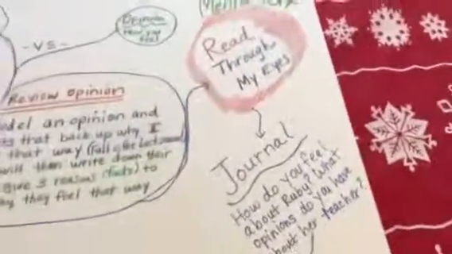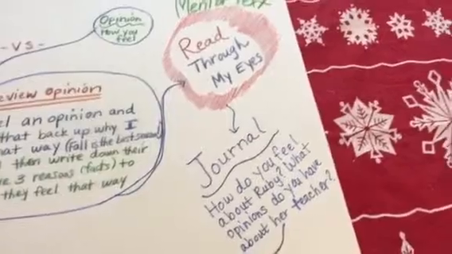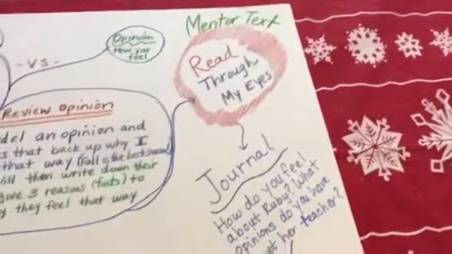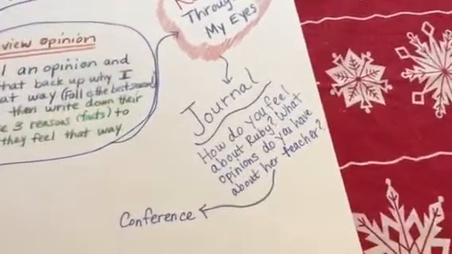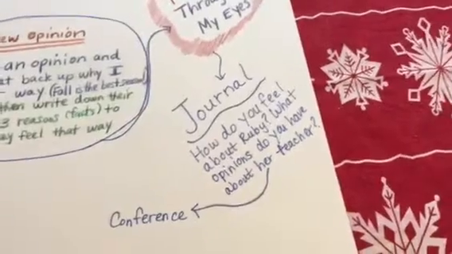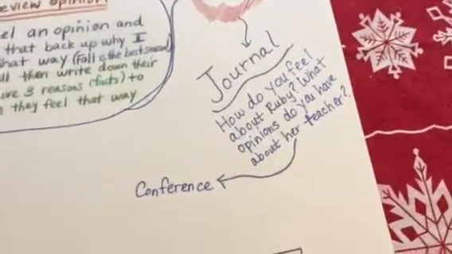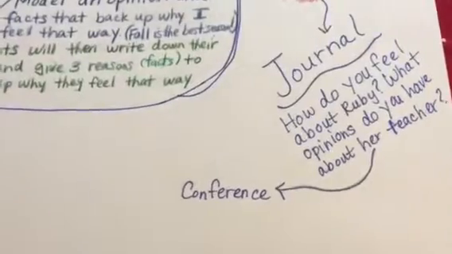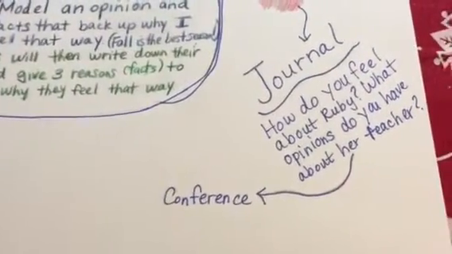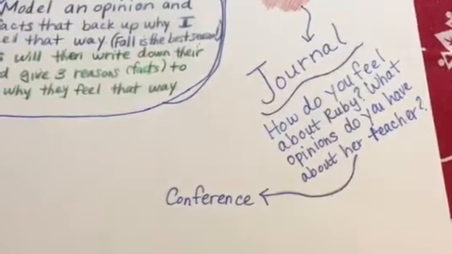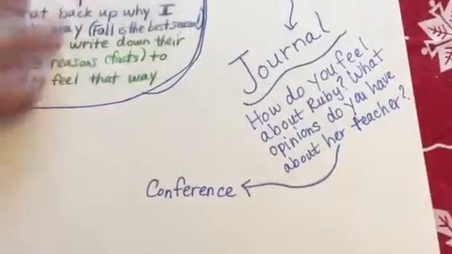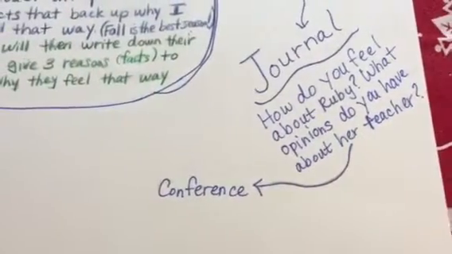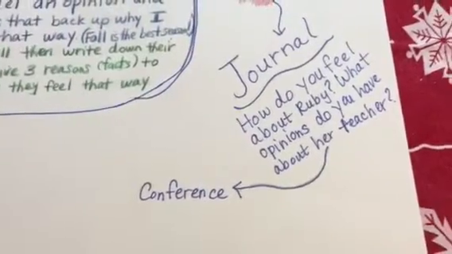Afterwards, I would read Through My Eyes, which is my mentor text. My students have read this before, and so this is good to review it with them. Once I'm finished, I'm going to do a journal question, which is, how do you feel about Ruby? What are your opinions? What opinions do you have about her teacher? And after each lesson, I usually have them write in their journal so they can remember what it is that they just learned about and they can review it. So I'm going to have them write in the journal, and then as they're writing, I'm going to be walking around and conferencing if they need some help, or just to make sure they're right on track.